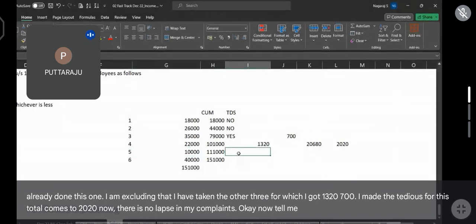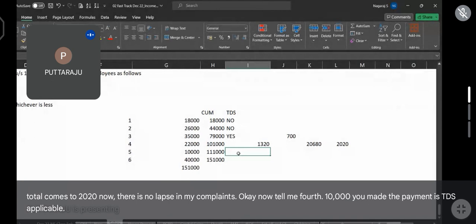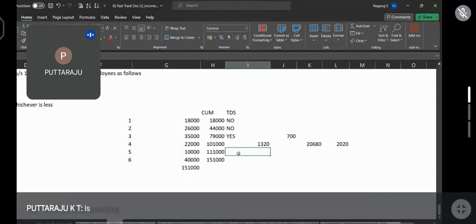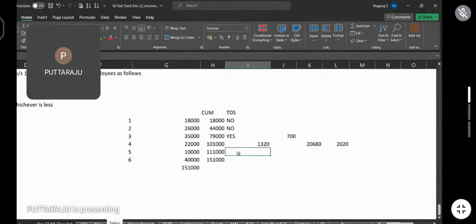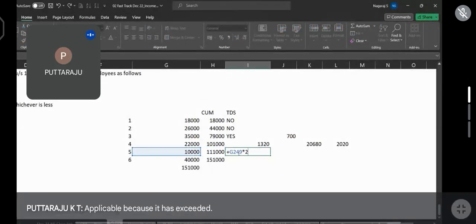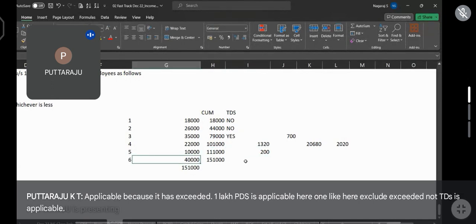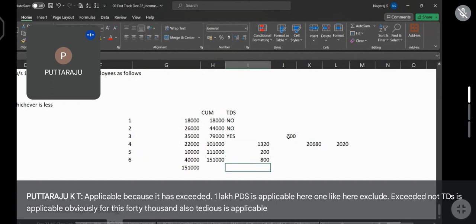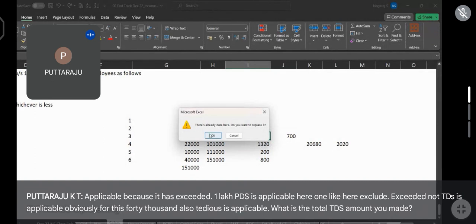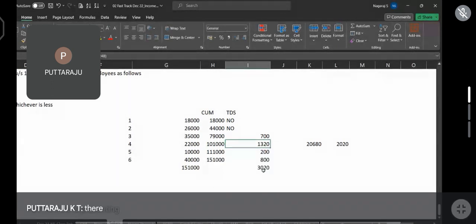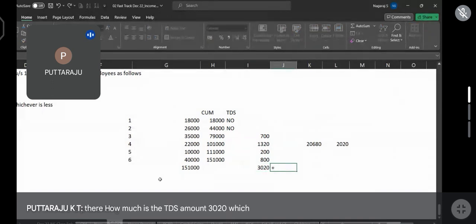Now tell me, fourth, 10,000 you made the payment. Is TDS applicable? No, sir. Applicable because it has exceeded 1 lakh. Here 1 lakh has exceeded, no? TDS is applicable. Obviously for this 40,000 also TDS is applicable. What is the total TDS amount you deducted? 3,020, which is nothing but 1,51,000 into 2%.